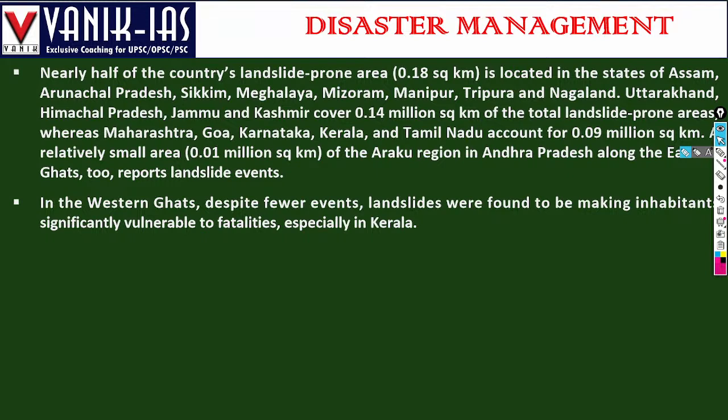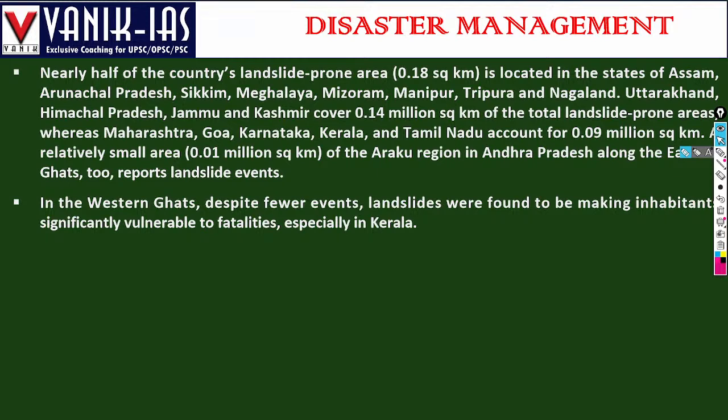Okay, so nearly half of the country's landslide prone areas are located in the states of Assam, Arunachal Pradesh, Sikkim, Meghalaya, Mizoram, Manipur, Tripura, and Nagaland. Uttarakhand, Himachal Pradesh, Jammu and Kashmir cover 0.14 million square kilometers of the total landslide prone areas, whereas Maharashtra, Goa, Karnataka, Kerala, and Tamil Nadu account for 0.09 million square kilometers.